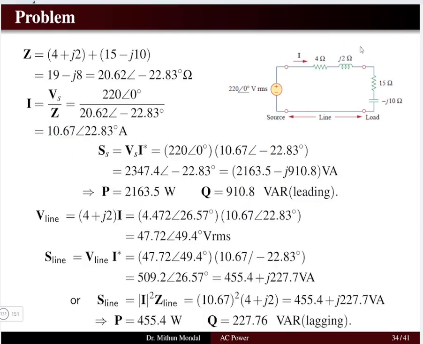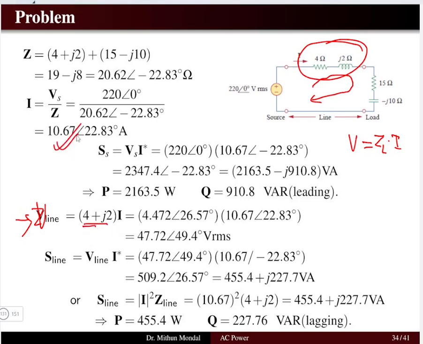Now let us deal with the line first. The voltage of the line will be V equals Z, the impedance of the line, multiplied by the current. It is a series circuit, so the same current flows through the system. The impedance is given as 4 plus J2 and the current we have already obtained. So the net voltage of the line is 47.72 angle 49.4.